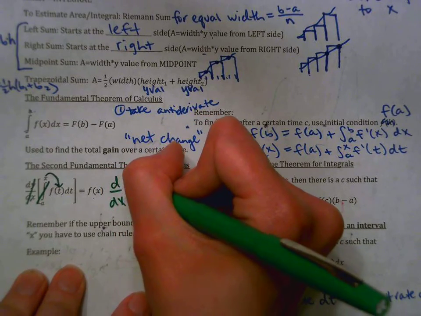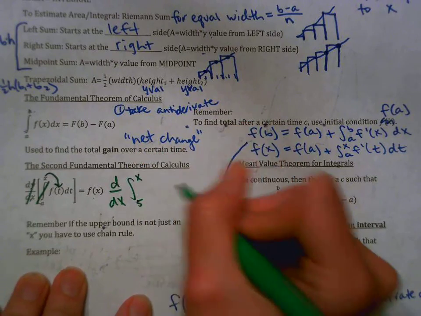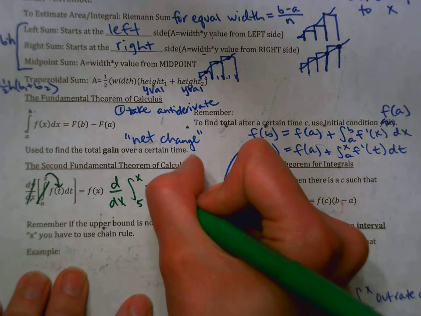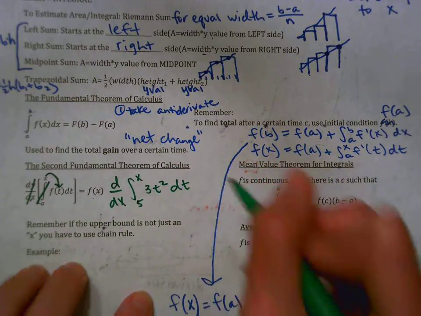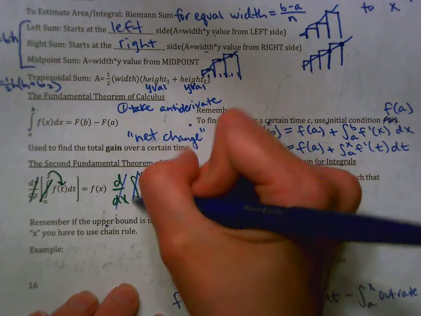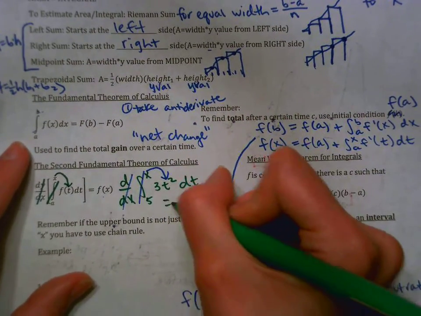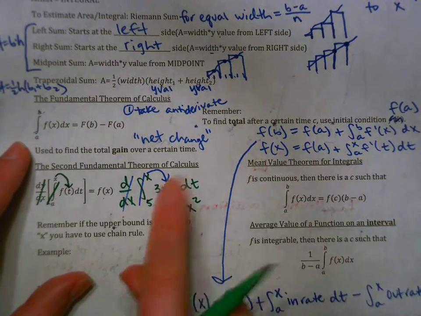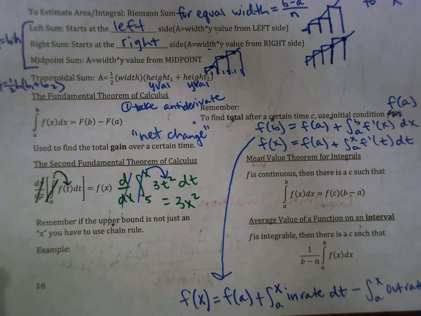Let's say you have the derivative of the integral from 5 to x of 3t squared dt. Well, the derivative and the integral cancel, and you just replace the t with x. So your answer is 3x squared. It basically stays the exact same, you just replace the variable.